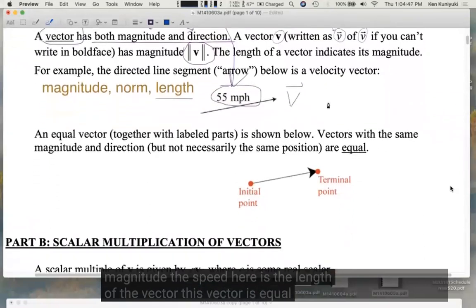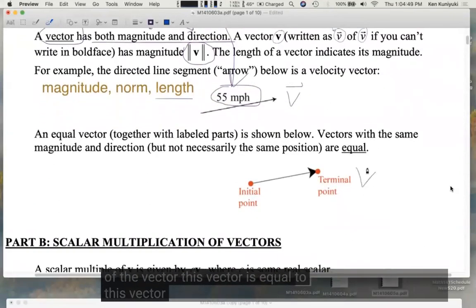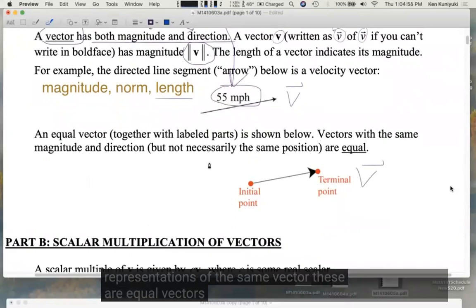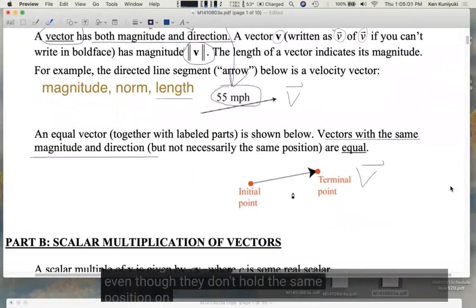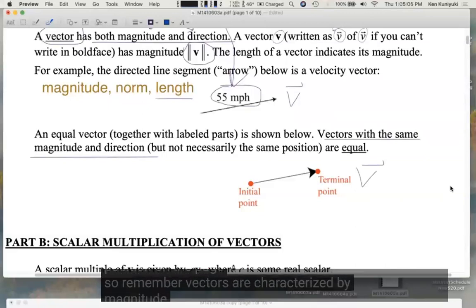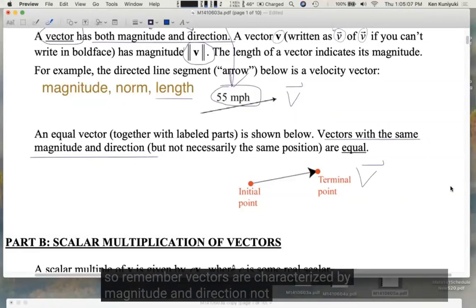This vector is equal to this vector. So these are two representations of the same vector. These are equal vectors because they have the same magnitude and direction, even though they don't hold the same position on the page. So remember, vectors are characterized by magnitude and direction, not by position.